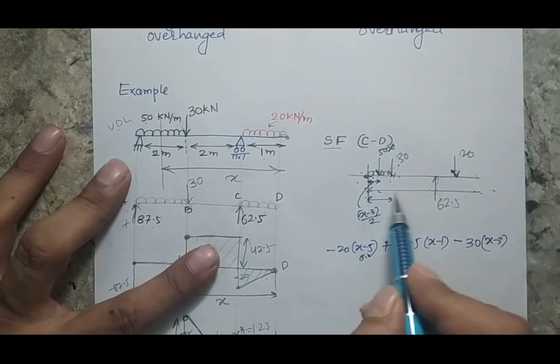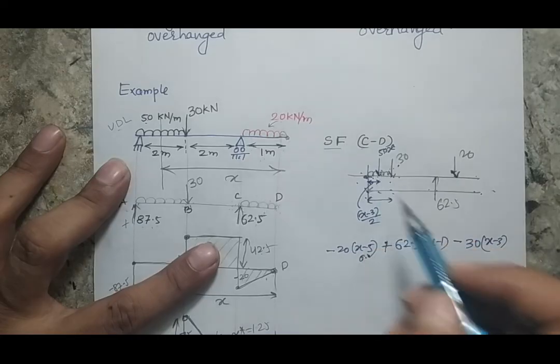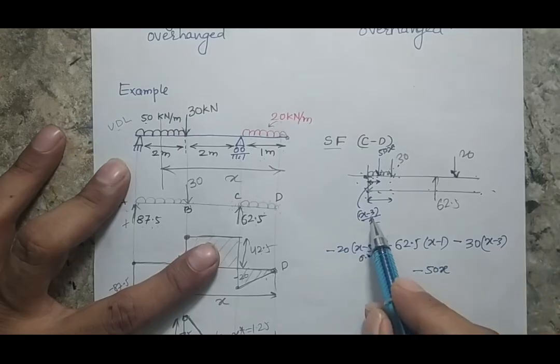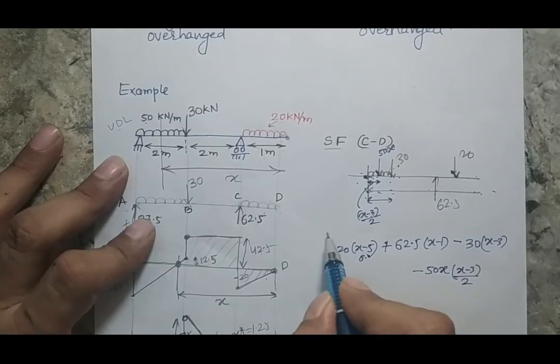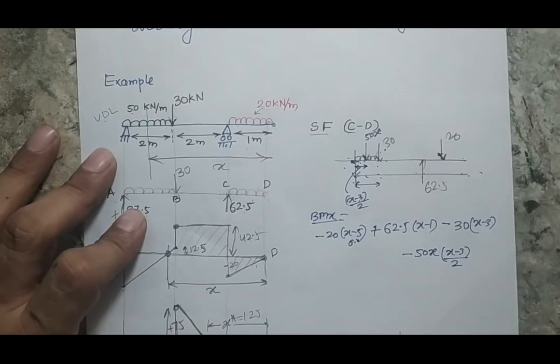And now the fourth one is the uniformly distributed load. I know that the magnitude of my force is 50x, acting in the downward direction, so it will be minus 50x. And the distance is (x minus 3) by 2. So it will be (x minus 3) by 2. And that is the bending moment at this point. This equation is valid till your point A. So this is the bending moment for x distance, and this is valid up to point A.